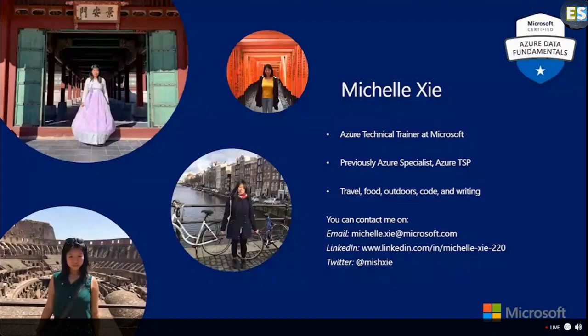Now, on the top right corner there, you'll see a big Azure Data Fundamentals badge. Now, if you sit the DP 900 exam and you pass it, this is the certification that you'll get. So you'll get the Azure Data Fundamentals certification as well as a badge that you can use to show off.